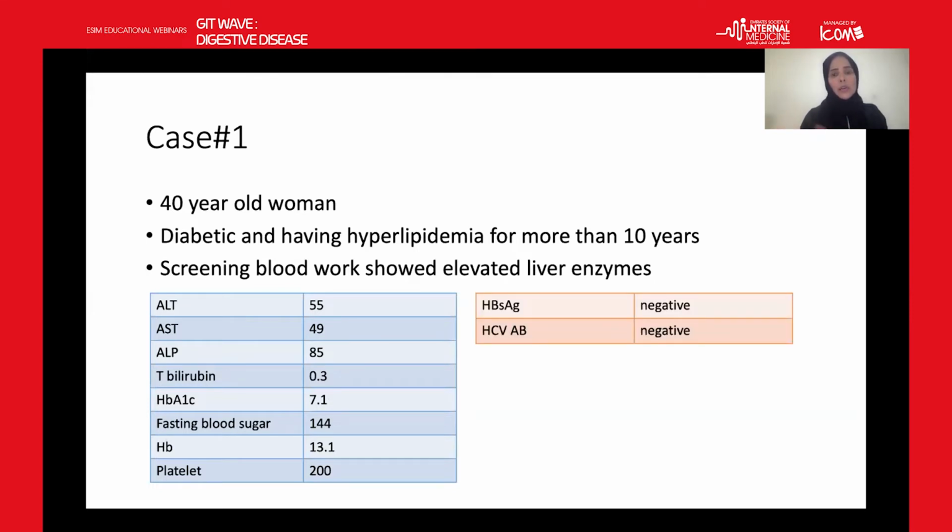So you go with the screening, as we mentioned, from the history. She has a risk factor for fatty liver disease and no risk factor for chronic viral hepatitis.